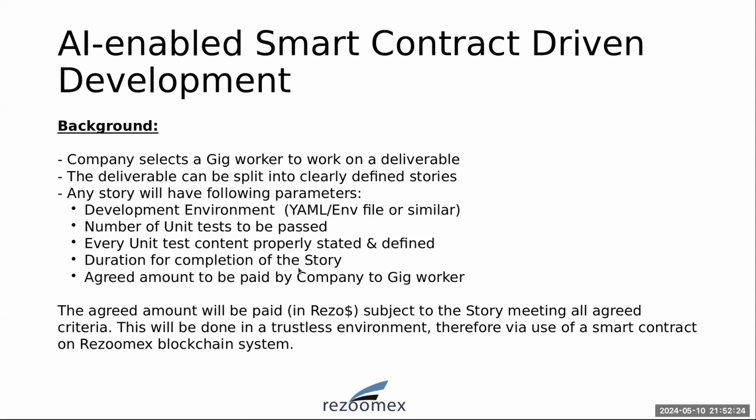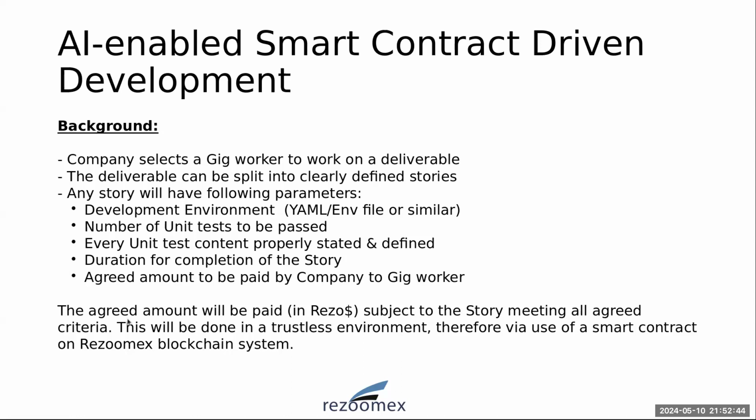Okay, so that is captured. And finally, the amount. Assuming everything happens, assuming all these criteria are successfully met, the gig worker should get paid a certain amount. That amount will be paid in Rezo dollars. So that is the Rezo tokens.